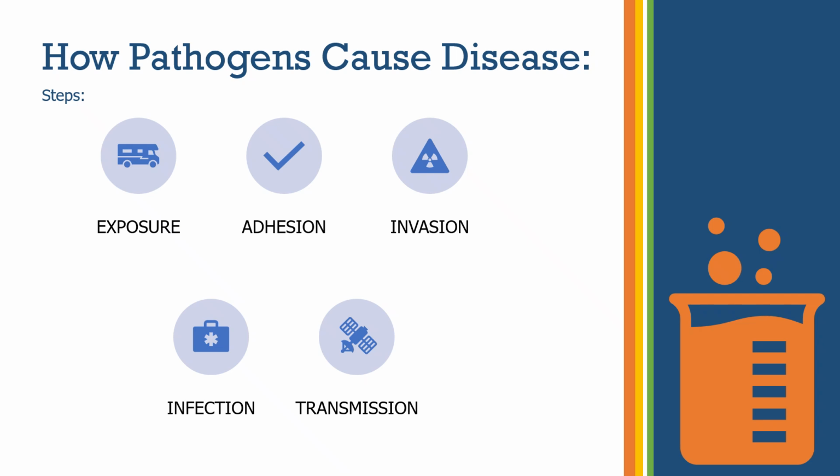As stated previously, infectious diseases are due to pathogens that invade a host cell. There are many different ways to catch an infectious disease, but they all begin with exposure. On this slide, I have listed the steps for how a pathogen causes disease. First, exposure, then adhesion, next, invasion, fourthly, infection, and finally, transmission.